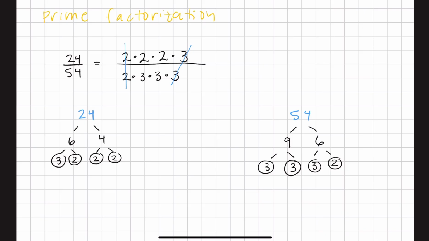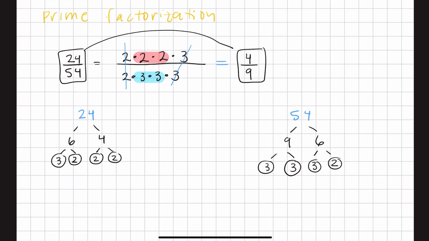But as my numerator, I have 2 times 2, and as my denominator, I have 3 times 3, and those are not overlapping numbers. So I can take those two and just keep them, multiply them back together. 2 times 2 is 4, and 3 times 3 is 9.